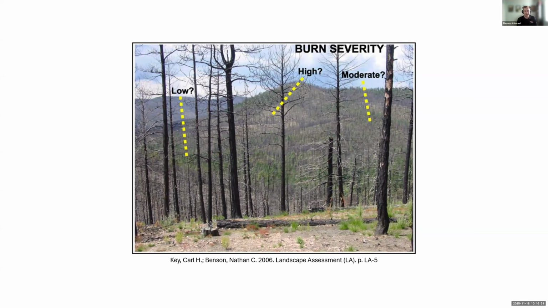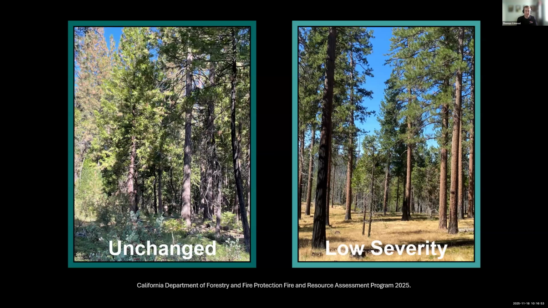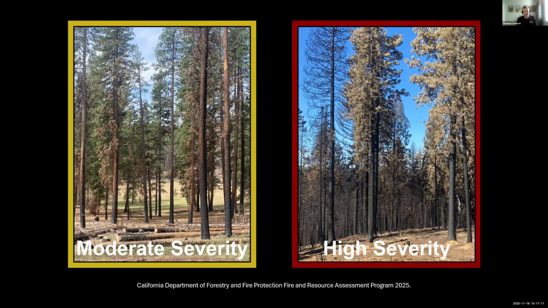To get a closer look at it, a lot of these photos are from prescribed burns. You can see that unchanged means you're not really going to see any changes in the understory or the canopy. Whereas low severity, you might see loss in the understory, but most of the large established trees are going to survive. Moderate severity is going to be a mix of effects, whereas high severity you're going to see stand replacing fire or complete mortality in the forest.